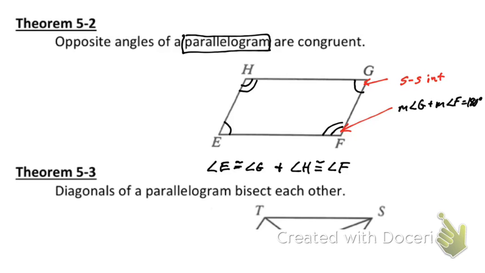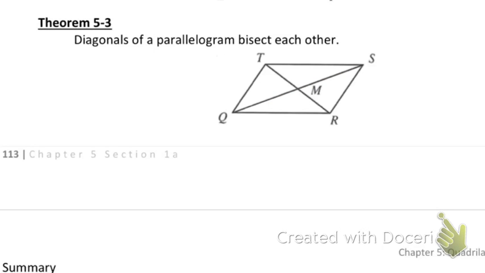All right, 5.3. 5.3, diagonals. So now we're looking at diagonals of a parallelogram. So I need to have diagonals, and I need to have a word that says parallelogram. Bisect each other. So if you're bisecting each other, that means they're cutting each other in half. That means TM must be congruent to MR. And QM must be congruent to MS.